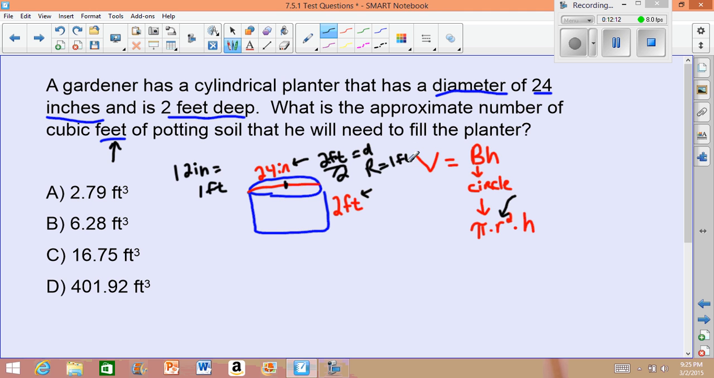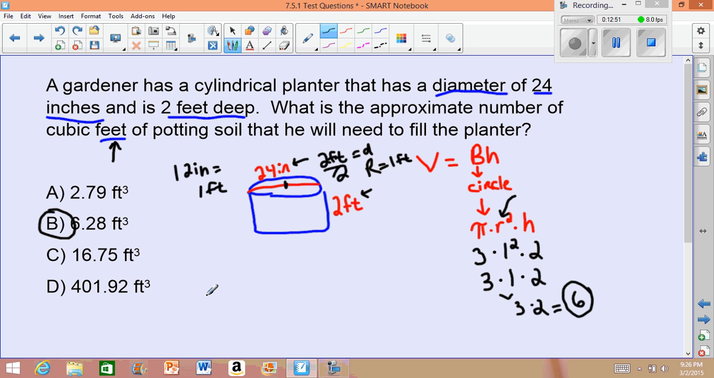So this problem actually becomes pretty easy once we have our measurements. So we can estimate using pi as 3 times our radius, which we calculated is 1 squared, times our height, which is 2. So I have 3. Remember, 1 squared means 1 times 1, so that's just 1, times 2. So 3 times 1 is 3, times 2 gives me 6. So that was our estimated answer by rounding pi to 3. And so the closest answer to that would be answer choice B.